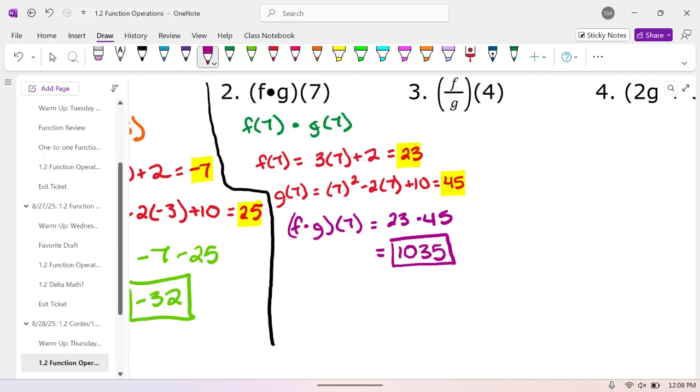All right. Try number 3. So first off, what operation are you doing? f over g. What does that stand for? Division. All right, so try number 3 on your own. I'll give you guys a couple minutes.